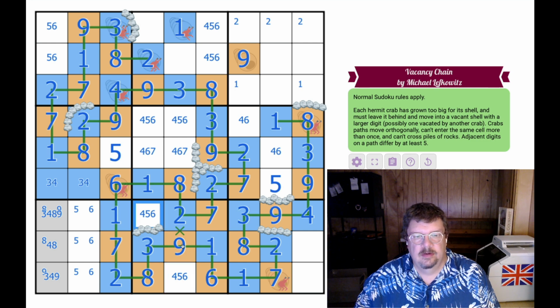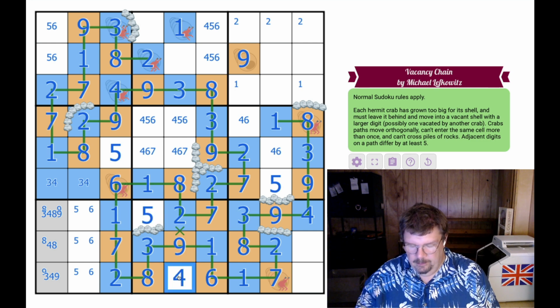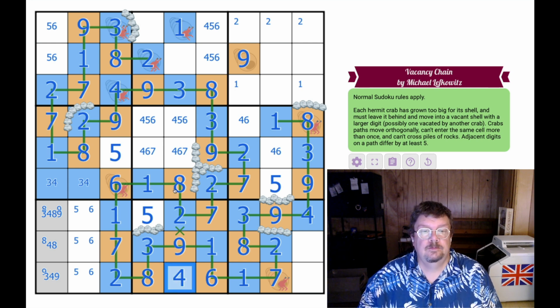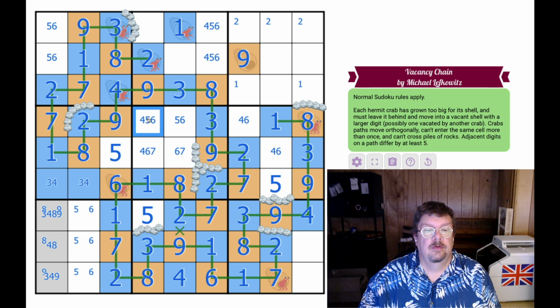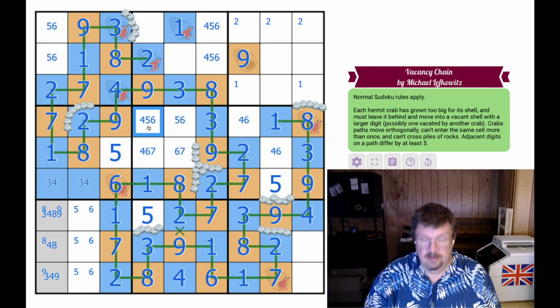That is no longer a 6 from the box or a 4 from the row. That's a 5. That's a 4. Those are not 4s. That's not a 5. That's a 4, 6 pair in the row. That's a 5.